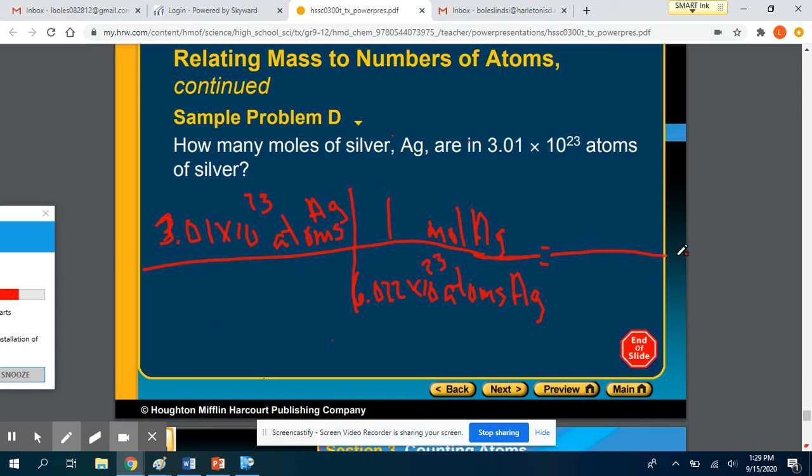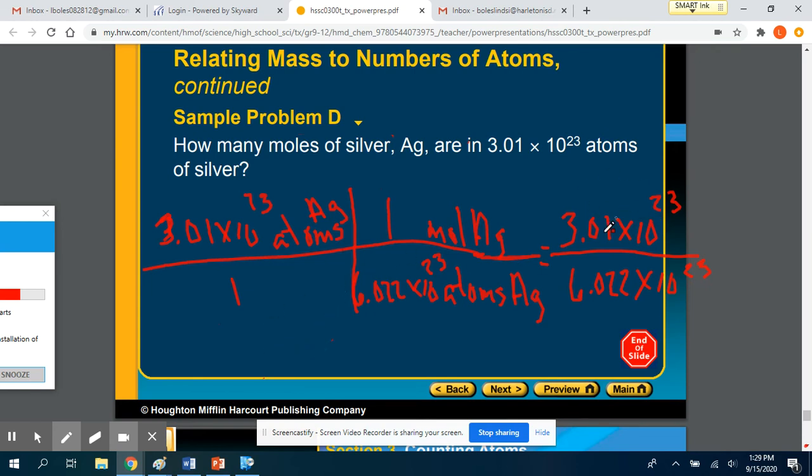All right, when you're working this out, this times 1 is just itself, so 3.01 times 10 to the 23. Down here, it's just a 1, so 1 times this is just itself, 6.022 times 10 to the 23. Remember when you put this in your calculator to use the EE button. So I'll put the top, 3.01 EE 23 divided by 6.022 EE 23.